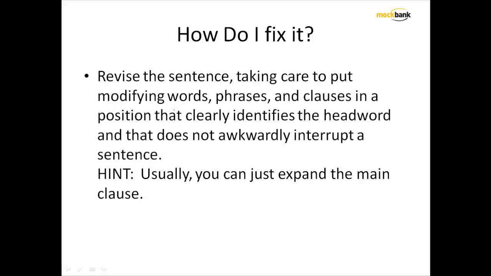So I'm going to read this whole lot of thing. If you do not understand, we will try to explain this in the video. It says that revise the sentence, taking care to put modifying words, phrases and clauses in a position that clearly identifies the head word and that does not awkwardly interrupt a sentence. If you have not understood it, no problem. We'll go ahead and we will solve those three examples. Let us see it.